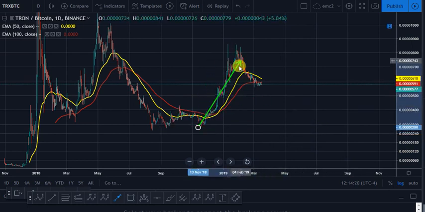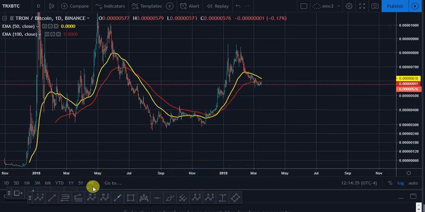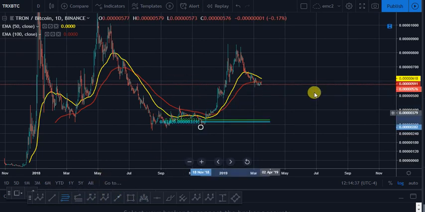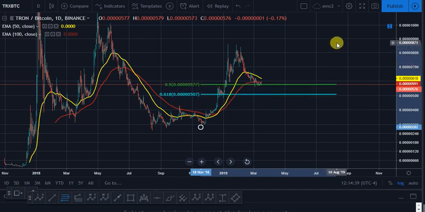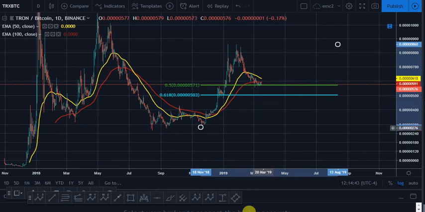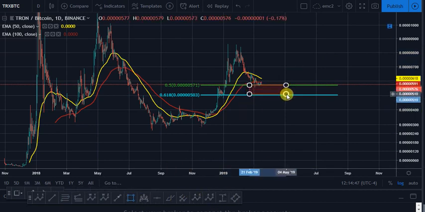Because it's pretty important. I've been giving Tron updates since the first week of March, and I said it's going to come back down to about this area of 0.5 to 0.618. Now we got to this area of 0.5, and let's take a look at the Fibonacci. You take your Fibonacci tool all the way up to the top. We're just about at this area of 0.5. So I said Tron is going to come back and retest this area.